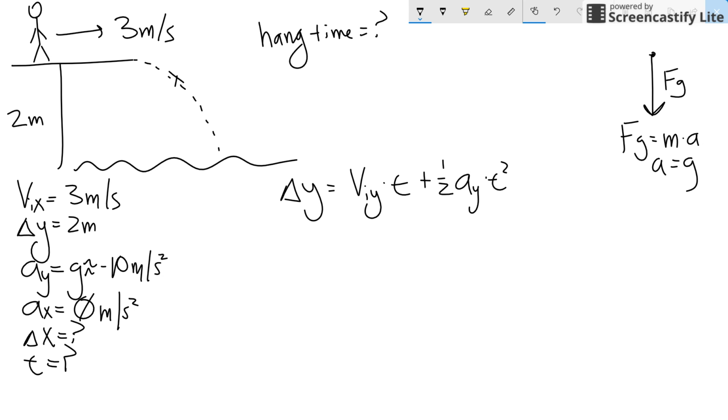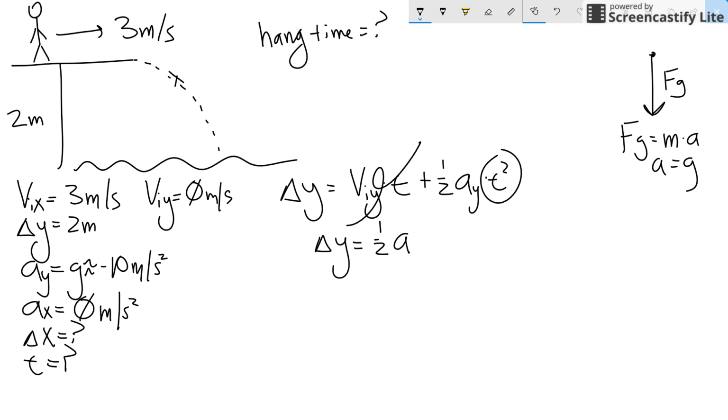Velocity initial in the y, I didn't list it over here, but because the initial velocity is only in the horizontal direction, I know that velocity initial in the y direction must start off at 0 meters per second. So already I know that velocity initial times time is 0, so we're going to end up crossing that out. I want to get time by itself. Let's do a bit of algebra. I'm left with delta y equals 1/2 acceleration in the y direction times time squared.